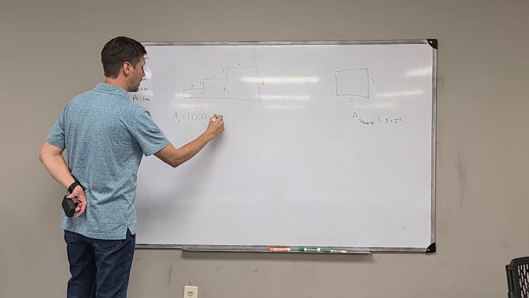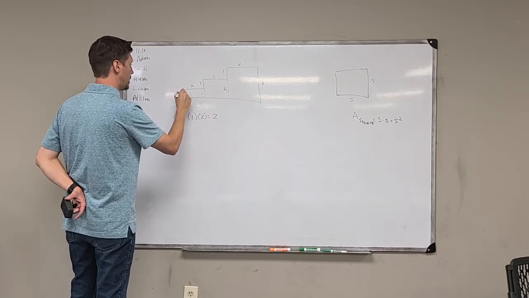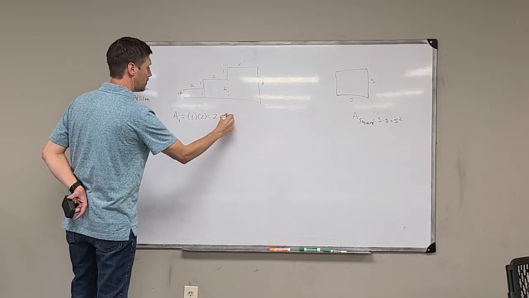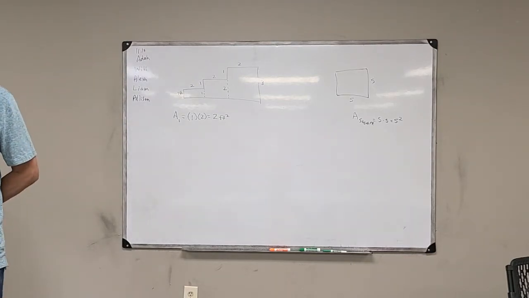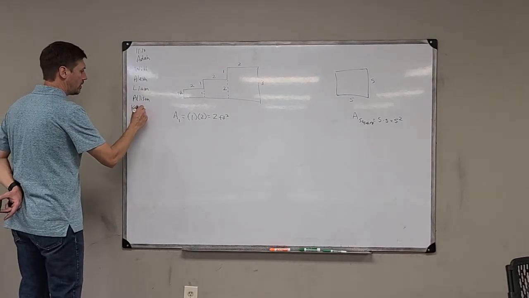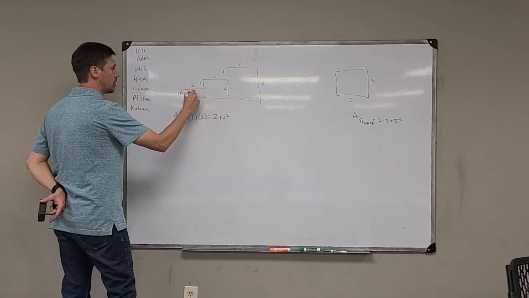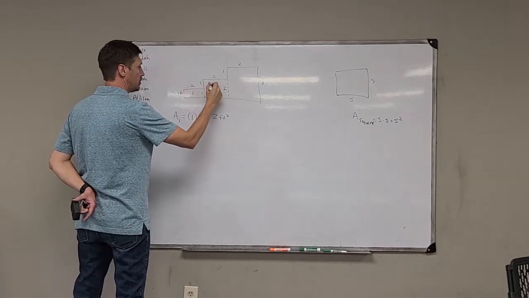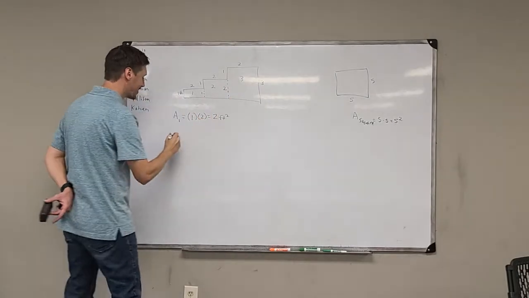So my final answer there, we'll say all of these are in feet, is going to be feet squared. Area is always going to have a unit of whatever your units are squared. So that's the area of box 1. We'll label this box 1 just to be super confusing. This one box 2, and this one box 3.